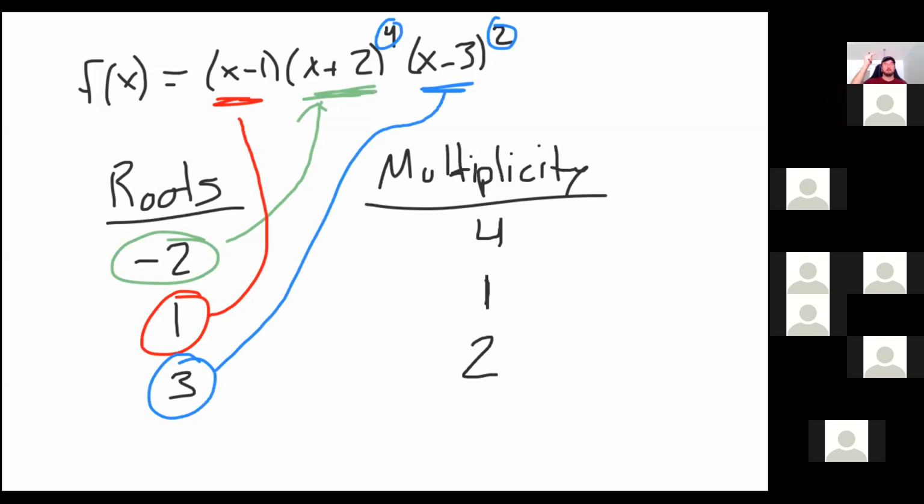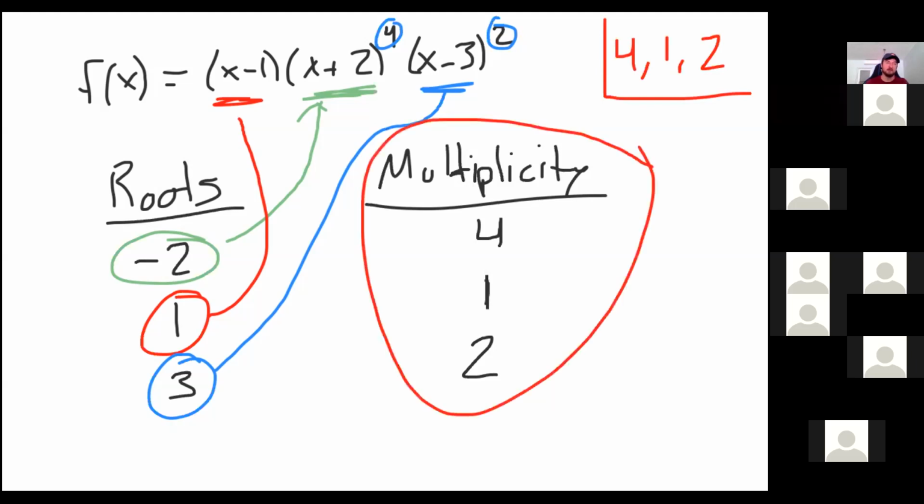So we have the multiplicities are 4, 1, and 2. So if you're just kind of wondering what you needed to type in to technically be correct, it'd be 4, 1, 2. But really what I care about is if you identify those multiplicities correctly. Okay.